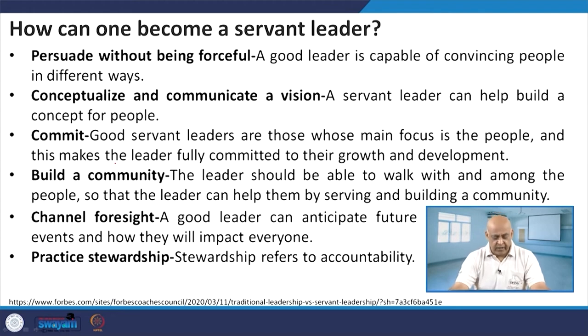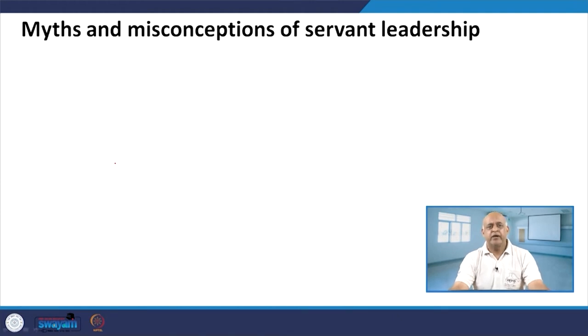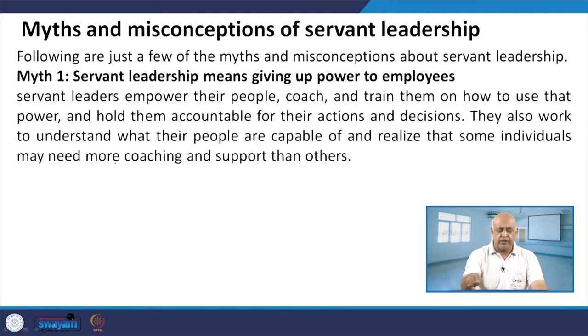And the leader who is basically a visionary will always have an impact on everyone. However, there are certain myths and misconceptions about servant leadership, because some people believe that servant leadership does not work. They believe that if servant leadership is adopted, the organization will not be profitable. Servant leadership means giving up power to employees.